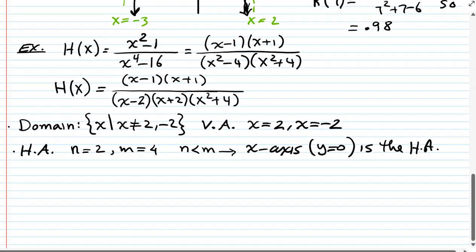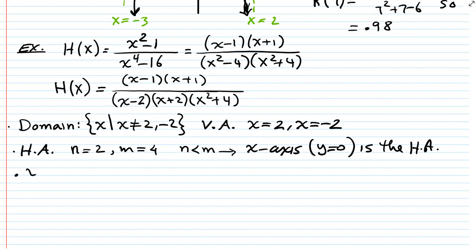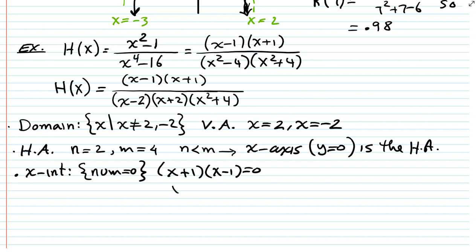So we have that part. What else? So let's do our x and y intercepts. For the x-intercept, we set the numerator equal to 0, and this will also give us the zeros of the function. So the numerator, that's x plus 1, x minus 1 equal to 0, and we get x is negative 1 and x is 1. So we have those two x-intercepts.